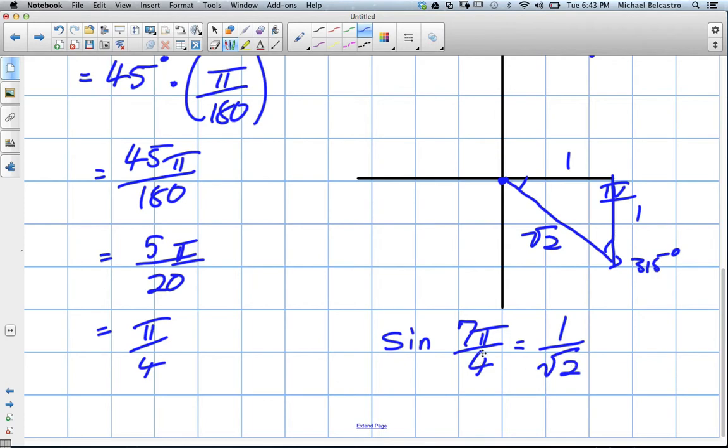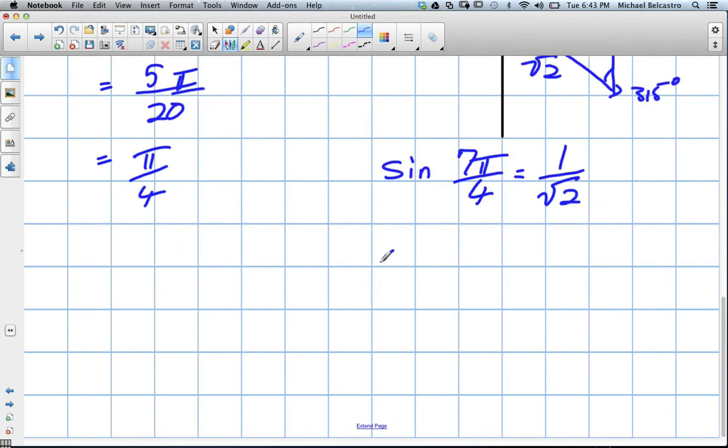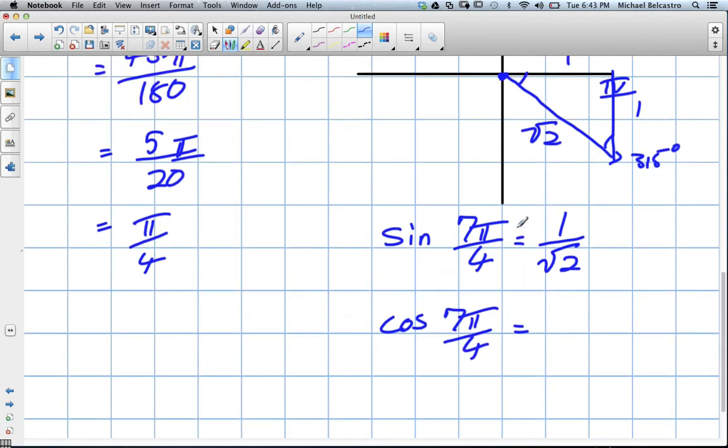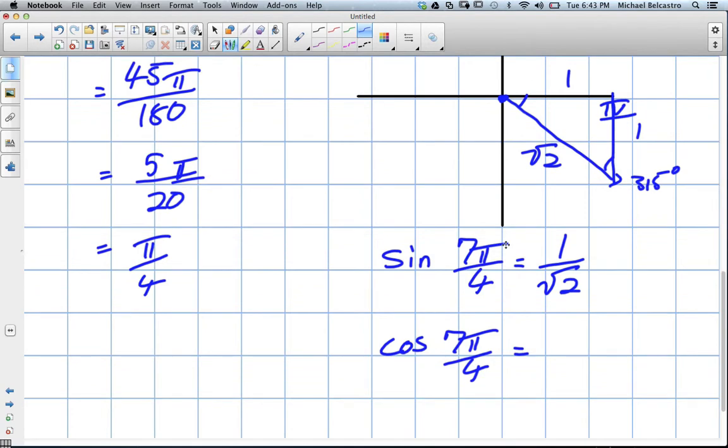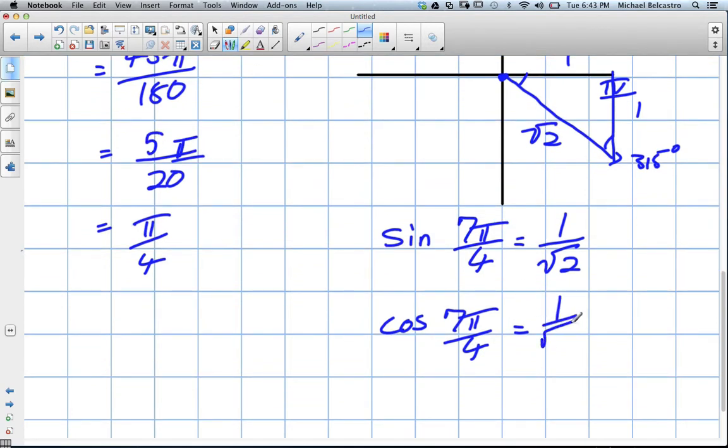So you set up sine. Let's say we do cosine. Same idea, or same value in radians. What will this become? Also 1 over root 2. Okay, and then tangent? 1. We have opposite over adjacent. Yeah, you're just right.